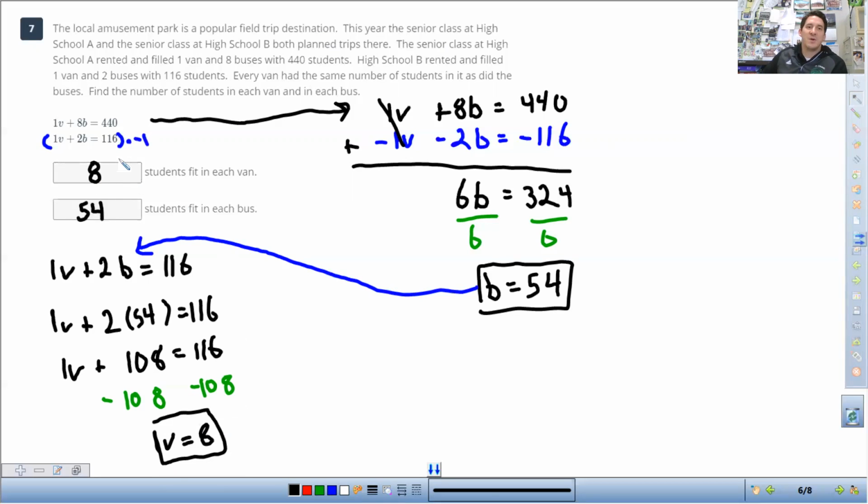All right, so make sure you're setting those up correctly. You already have tons of practice with those, so that's the only problem I'm going to work out with you then. Just make sure you're substituting in the values in the appropriate spot. So buses hold 54, vans fit 8.